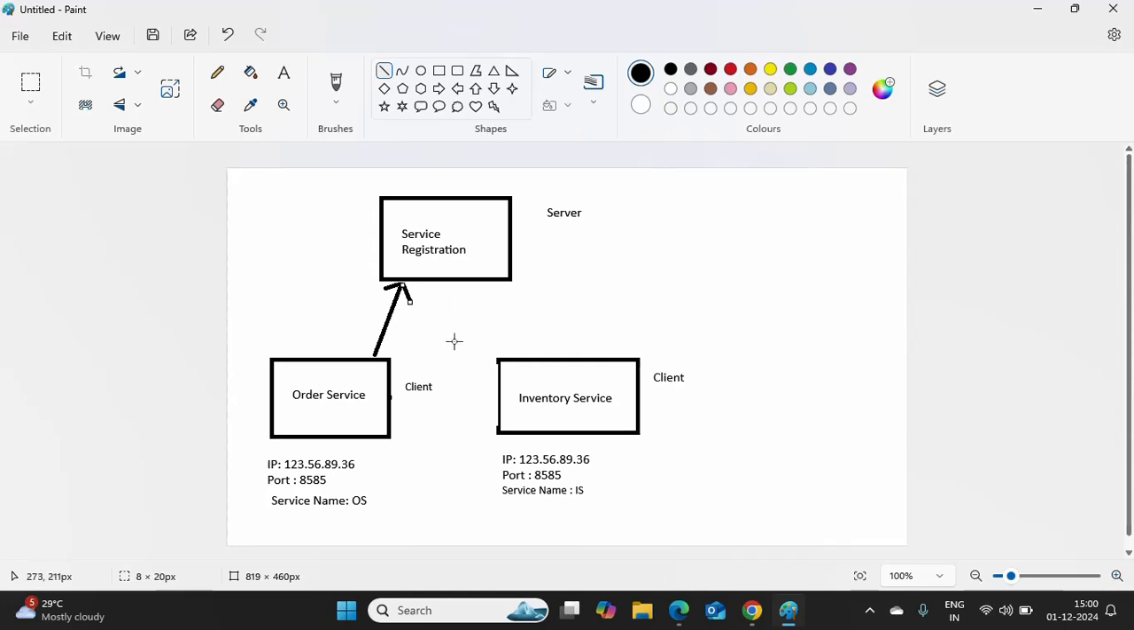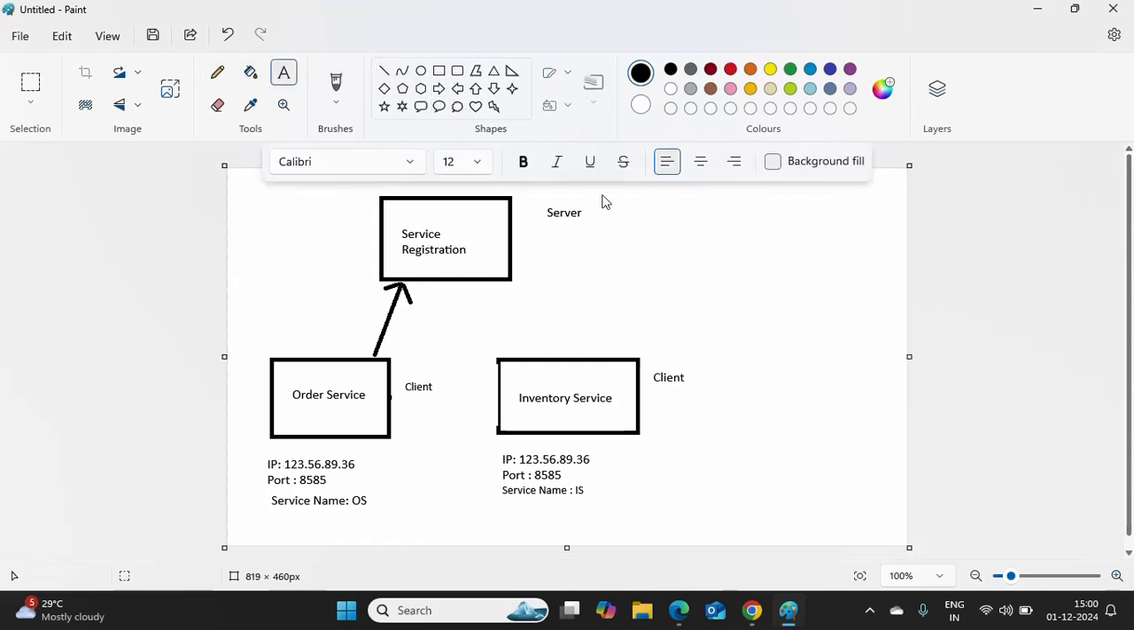What is the meaning of client side service discovery, and how will it work? Whenever you start this order service, it is going to store all this information in the service registry. In the service registry, what are we going to have? We are going to have a context. You can assume this is the context, and in this context it is going to store all the information.